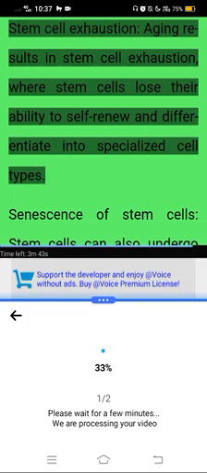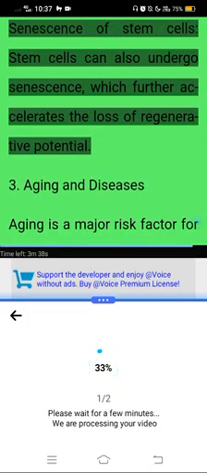Stem cell exhaustion. Aging results in stem cell exhaustion, where stem cells lose their ability to self-renew and differentiate into specialized cell types. Senescence of stem cells. Stem cells can also undergo senescence, which further accelerates the loss of regenerative potential.